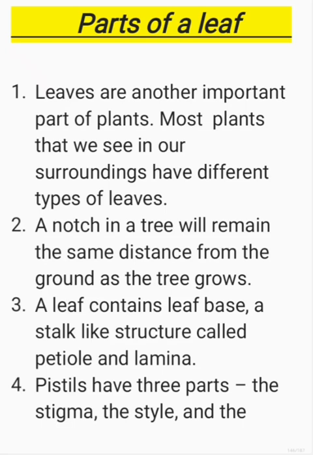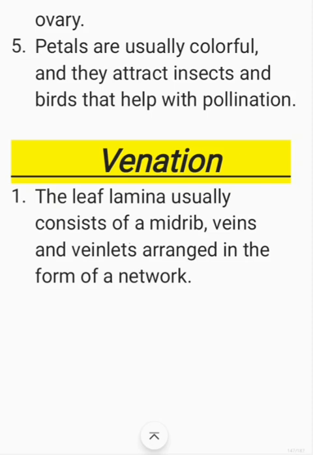Pistils have three parts: the stigma, the style, and the ovary. Petals are usually colorful, and they attract insects and birds that help with pollination.